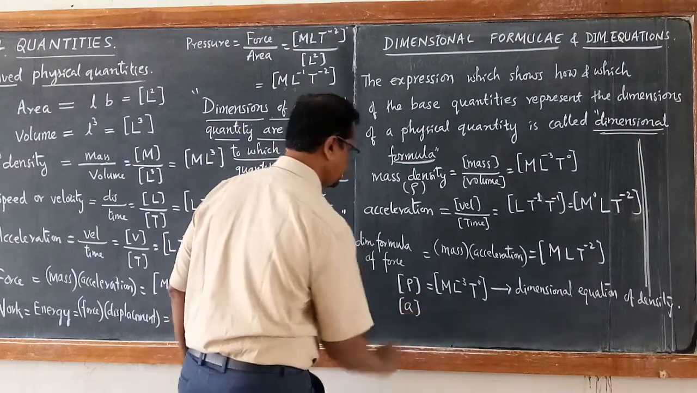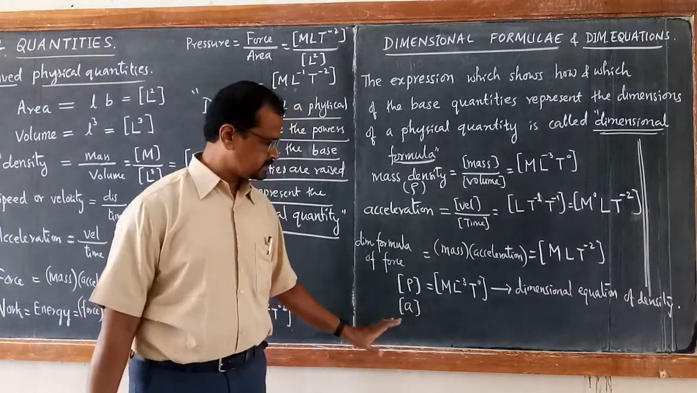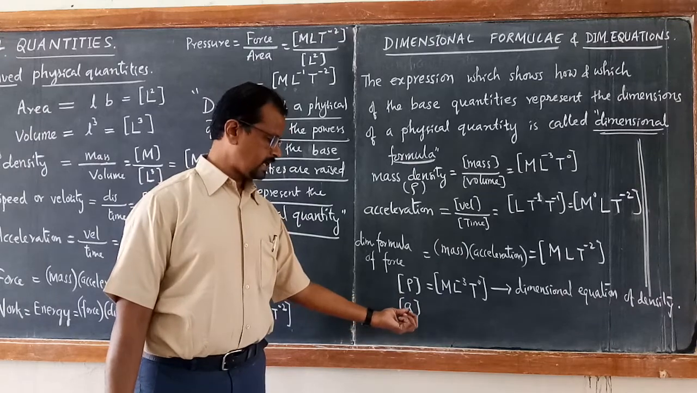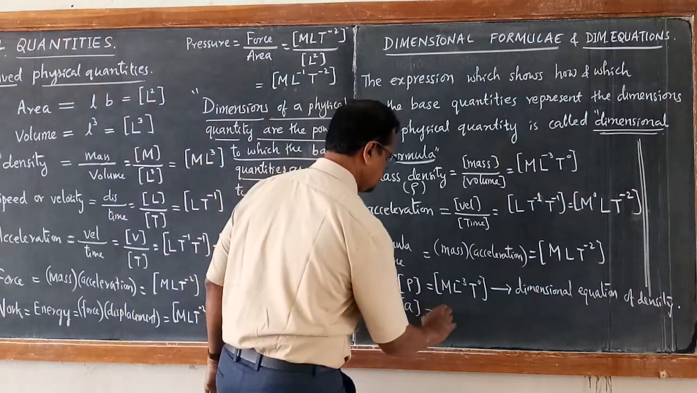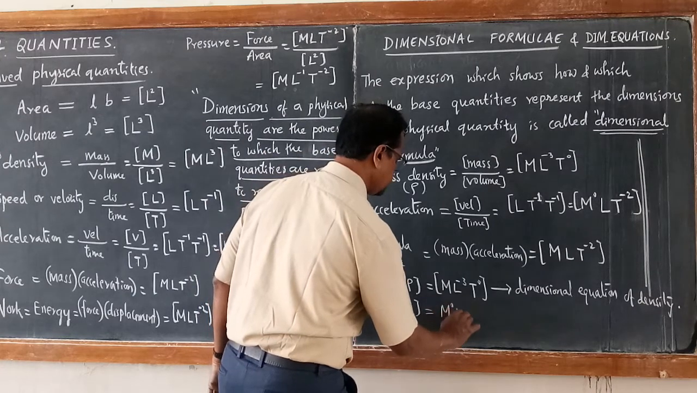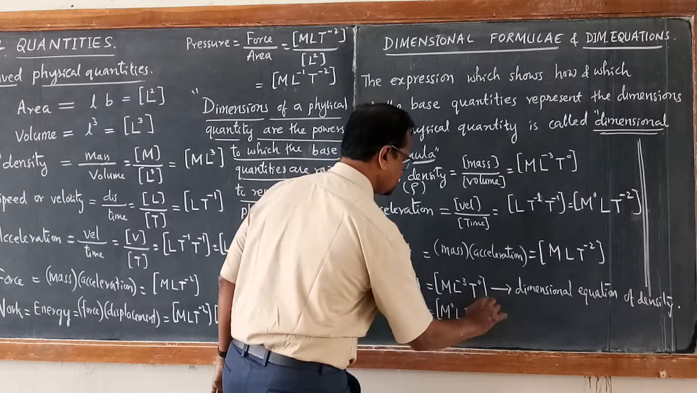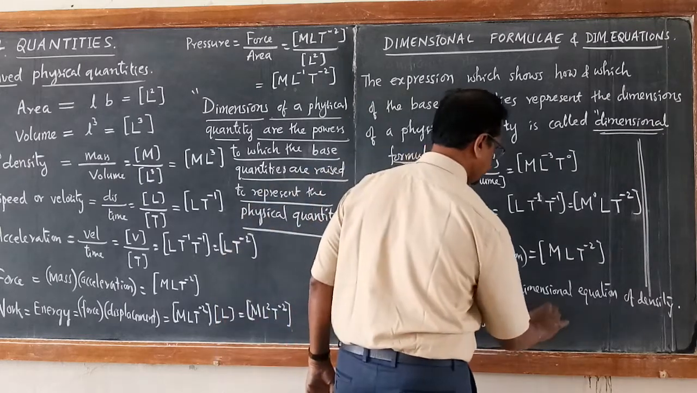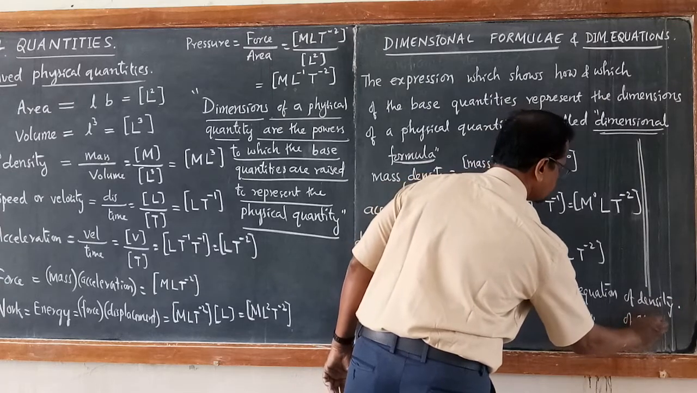Small a is the notation for acceleration. So if you write small a with square bracket, it means dimensions of a as m raised to 0, L raised to 1, t raised to minus 2. This becomes the dimensional equation of acceleration.